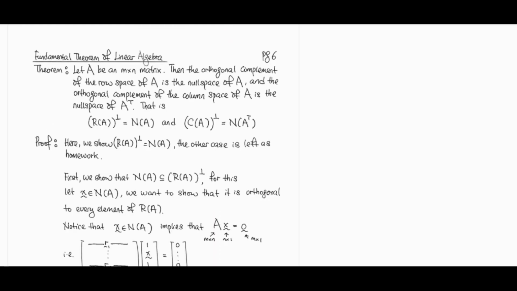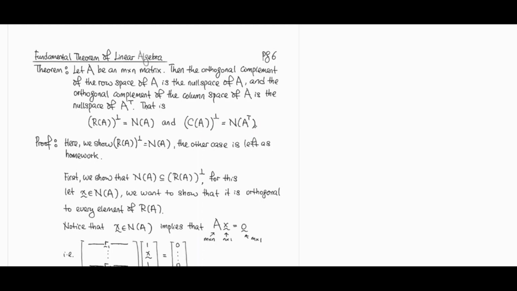All right, let's look at the statement of this theorem. Here you are given a matrix A, size m by n. Then the orthogonal complement of the row space of A is the null space of A. This is given here. The theorem also says that the orthogonal complement of the column space of A is the null space of A transpose.